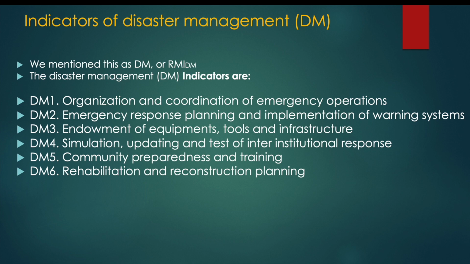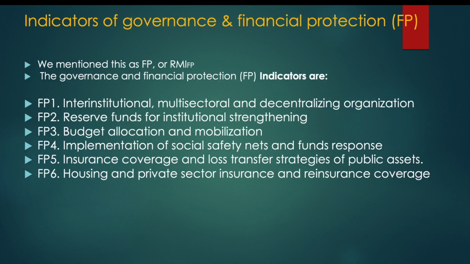So the DM indicators are: DM1, disaster management indicator 1, organization and coordination of emergency operations. DM2 is emergency response planning and implementation of warning systems. DM3 is endowment of equipment, tools, and infrastructure. DM4 is simulation, updating, and test of inner institutional response. DM5 is community preparedness and training. DM6 is rehabilitation and reconstruction planning. These are the 6 indicators here.